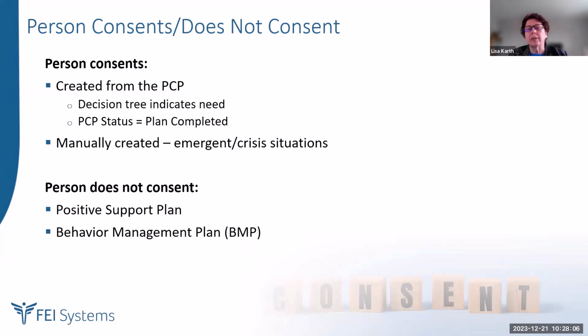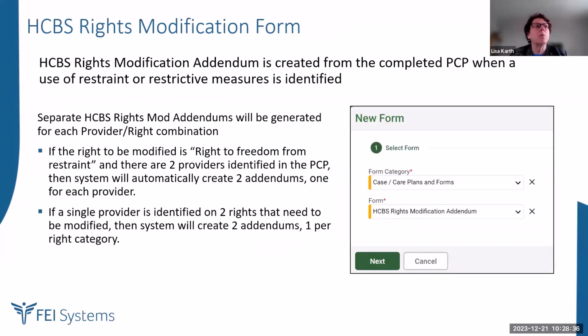And ideally, the person or their representative agrees to it. If they don't, that's when you would do a positive support plan or a behavior management plan, a BMP. One of the great things is once you do this form in the first PCP or whichever PCP, it shows up in your subsequent PCPs. So here we are showing you as if you were starting the form from scratch. You will never do that in this one instance.